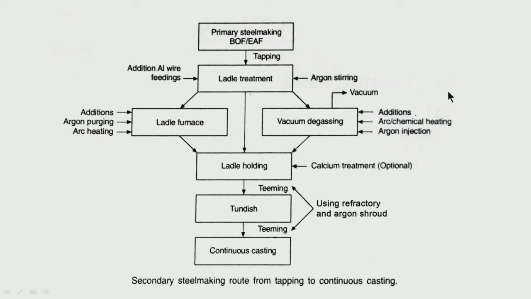So, this is the sequence of activities which are essential for getting the desired quality of steel, to control re-oxidation of steel. The total oxygen content in liquid steel at the final stage should not be more than 25 ppm.